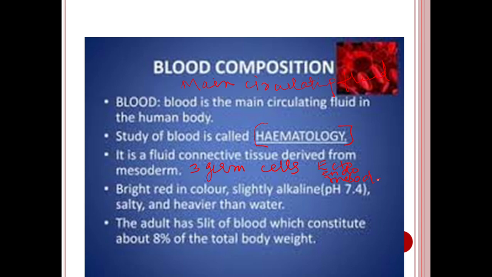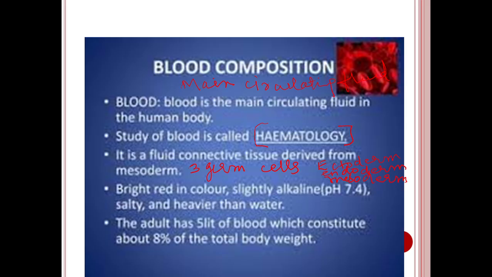We add the suffix derm over here. Derm means related to the skin, and it means a layer of cells. Ectoderm, endoderm and mesoderm. So, blood is derived from the mesodermal germ layer. Similarly, the heart also has a mesodermal origin. The nervous system has an ectodermal origin.